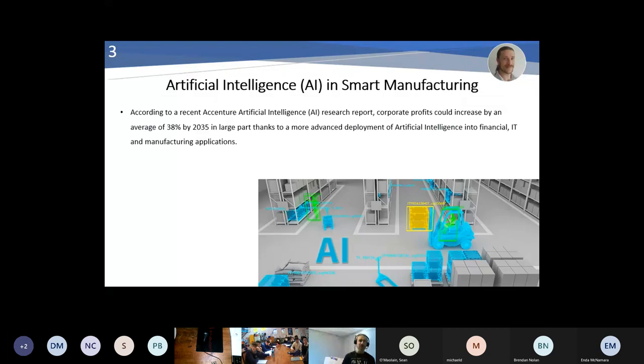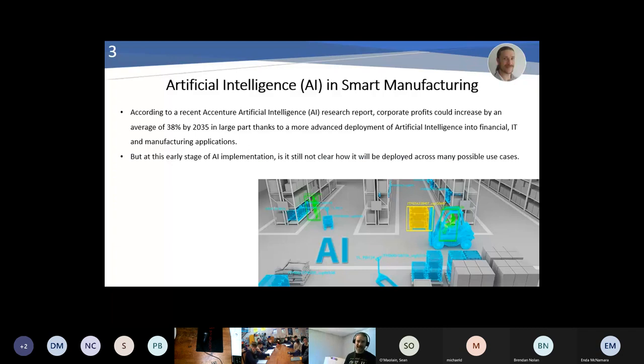So according then to Accenture artificial intelligence report, corporate profits could increase by an average of about 38% by 2035, in large part thanks to more advanced deployment of artificial intelligence into financial, IT, manufacturing, the medical industries. All of these industries could literally see massive increase in profits due to adoption of these systems.